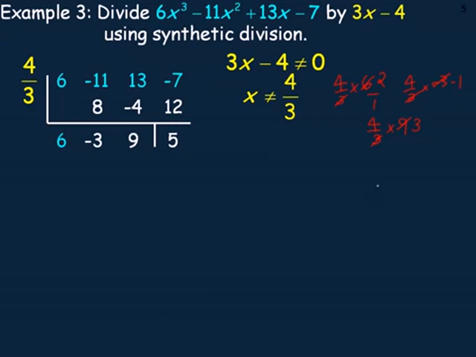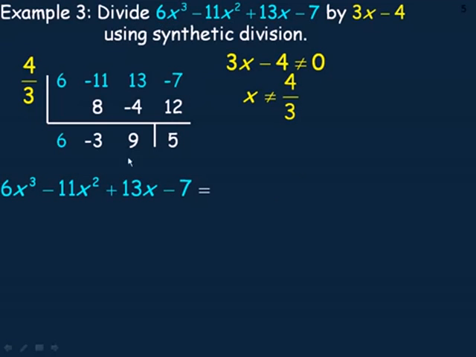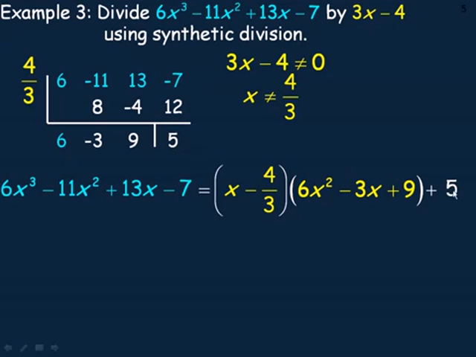That's a remainder. Now, because we have a 4/3 over here, we didn't actually divide by 3x minus 4. We actually divide by x minus 4/3. That's what we actually divided by. And so the division statement would look like this. Our original polynomial here would equal the product of x minus 4/3, because that's what's over here, and 6x squared minus 3x plus 9. Okay, that's our answer, if you will, plus the remainder of 5.